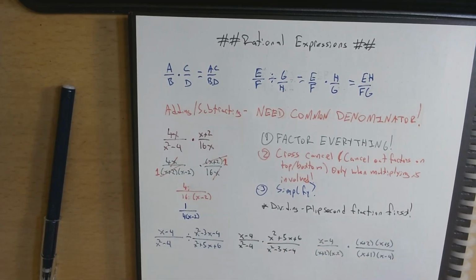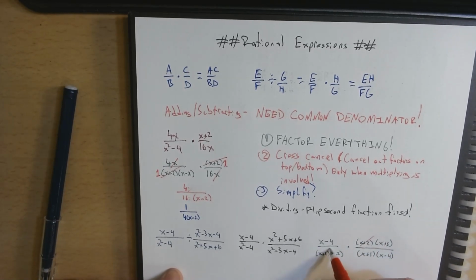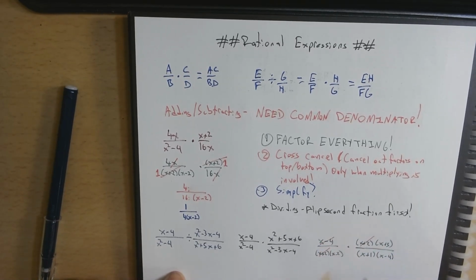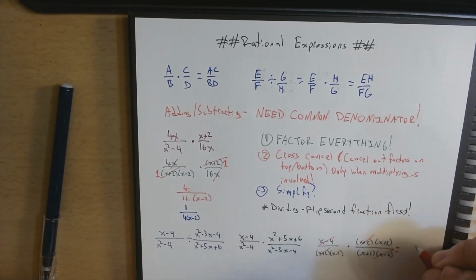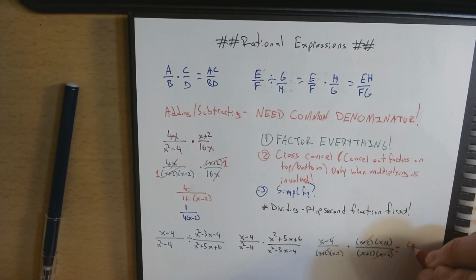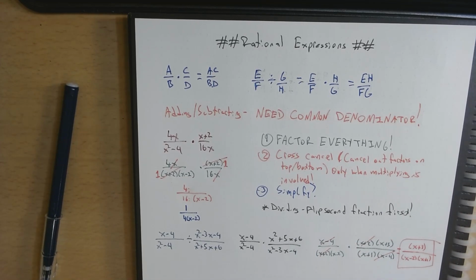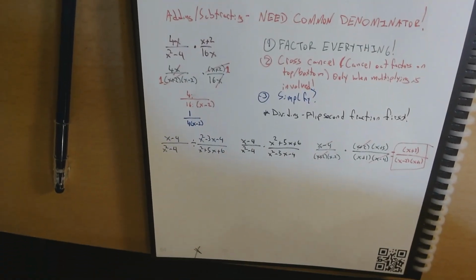Now you cross cancel anything that's the same on top and bottom. So x plus 2, x plus 2, x minus 4, x minus 4, and you end up with just an x plus 3 on top. And then on the bottom you have x minus 2, x plus 1, and you are done. Don't multiply this out. Don't do it. The whole point is to make this look as simple as possible. So once you've done that, you're finished.